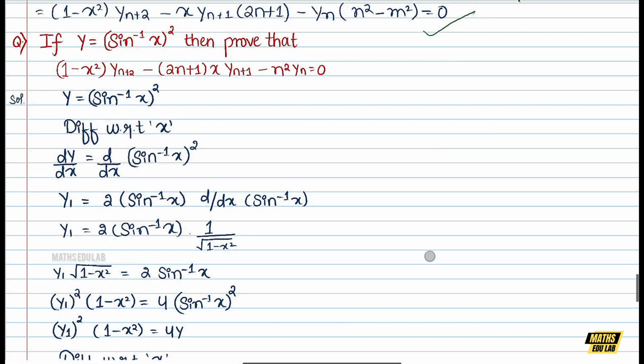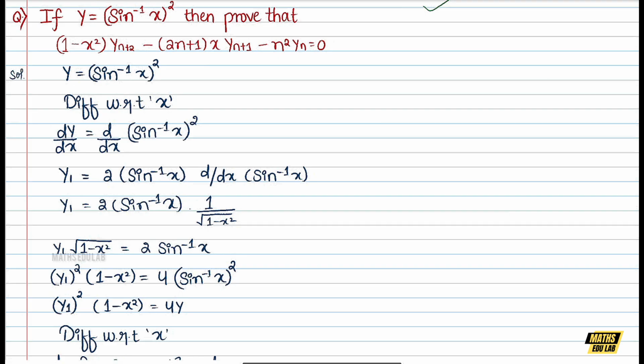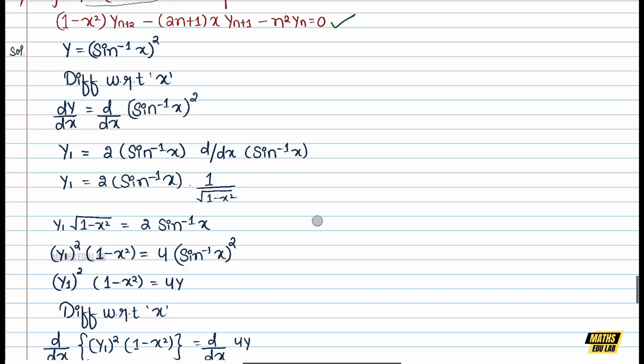Now one more question is given, that is y is equal to sine inverse x whole square. Y is given to us, then prove that 1 minus x square y n plus 2 minus 2n plus 1 x y n plus 1 minus n square y n will be equal to 0. So with the help of y we have to prove this value. Y is given as sine inverse of x whole square. Now we will do the derivative.